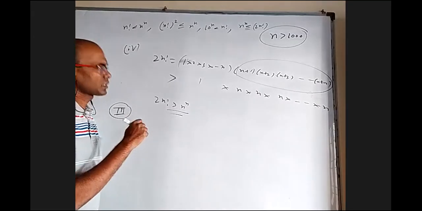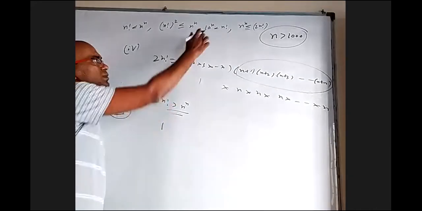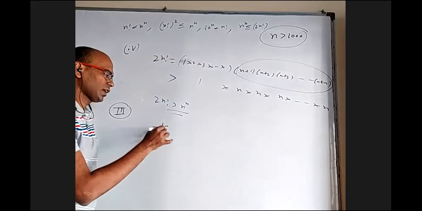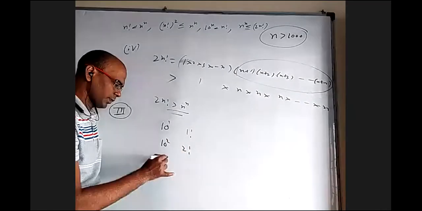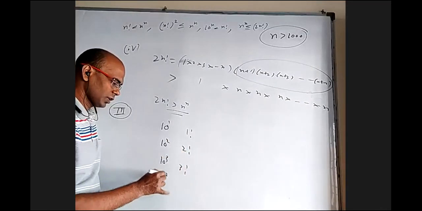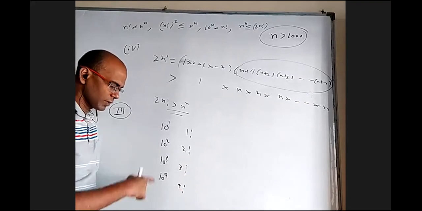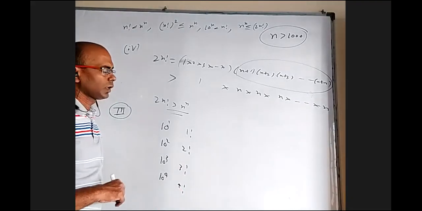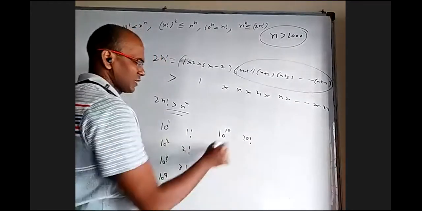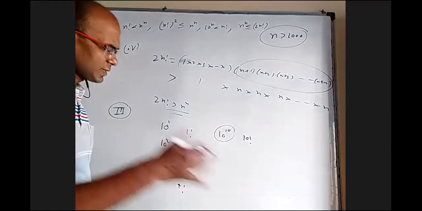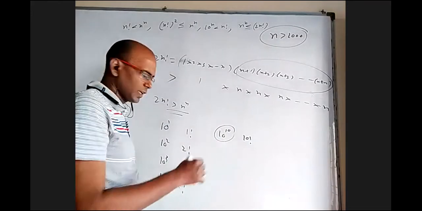One small thing: initially this is bigger, this is smaller, that is clear. If you take 10 power 1 and 1 factorial, 10 square and 2 factorial, 10 cube and 3 factorial, 10 power 4 and 4 factorial, you can see this is very big compared to this. Even if you take 10 power 10 and 10 factorial, still it's quite bigger. Somewhere, how to prove it, I'll tell you.